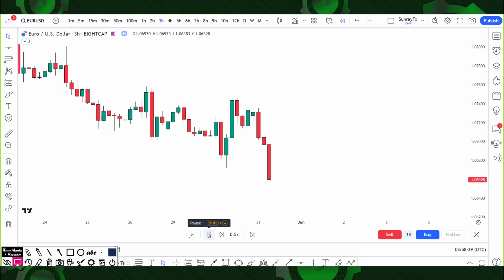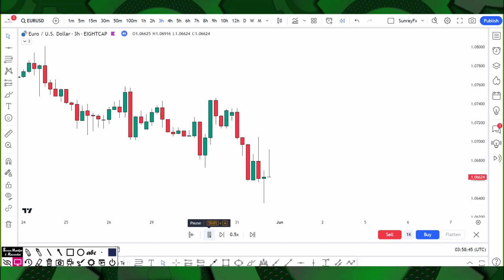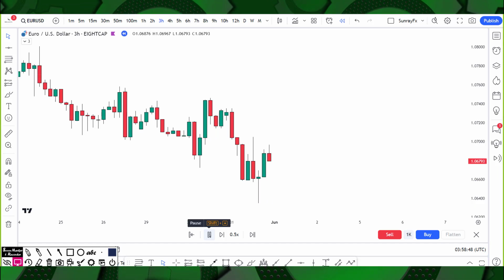Okay, I'm looking for a reversal signal. I did not see one, so there's no need to enter the trade. I don't need to enter the trade. Until I see a reversal signal, I'm not entering the trade.